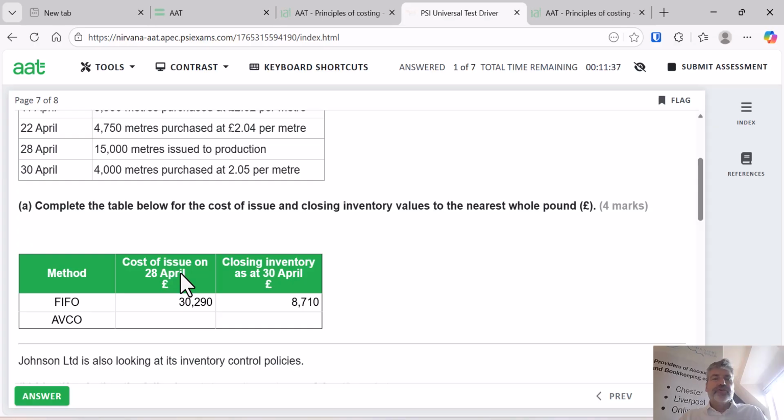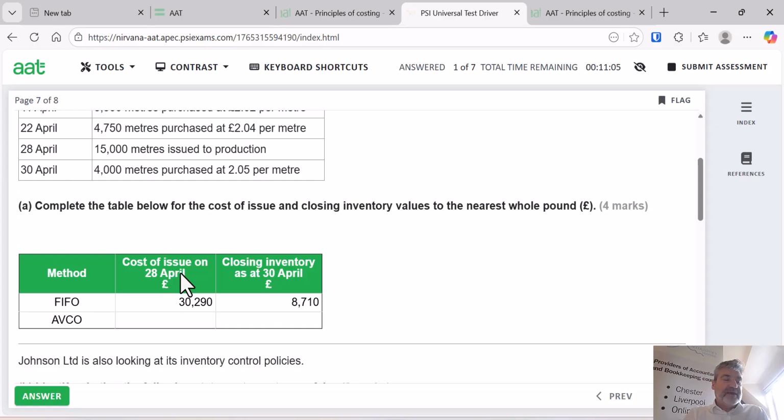We've got to do the costs of the issue and the closing inventory values to the nearest whole pound. Well, basically, looking at the average unit cost, it comes out at 2.019671. So I'm going to keep that unrounded figure in my calculator because that is the cost per unit I'm going to use to value the issues of 15,000.